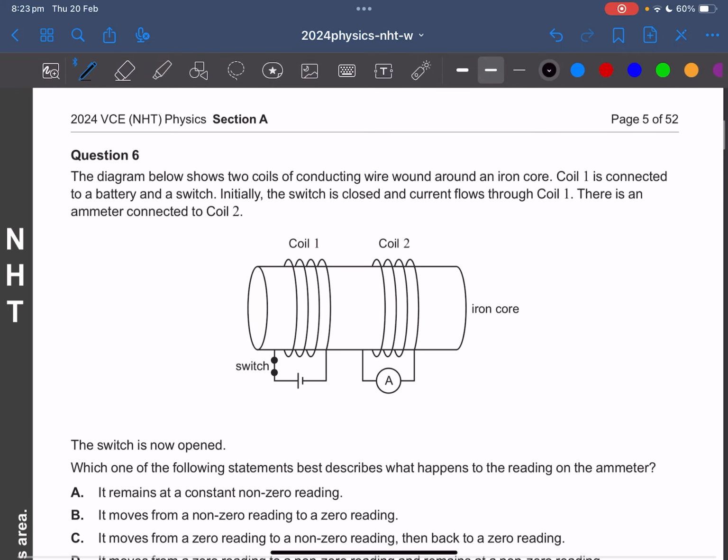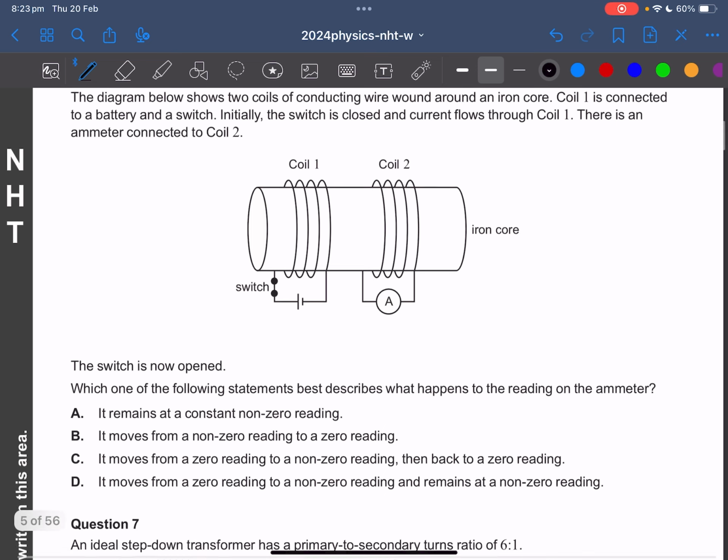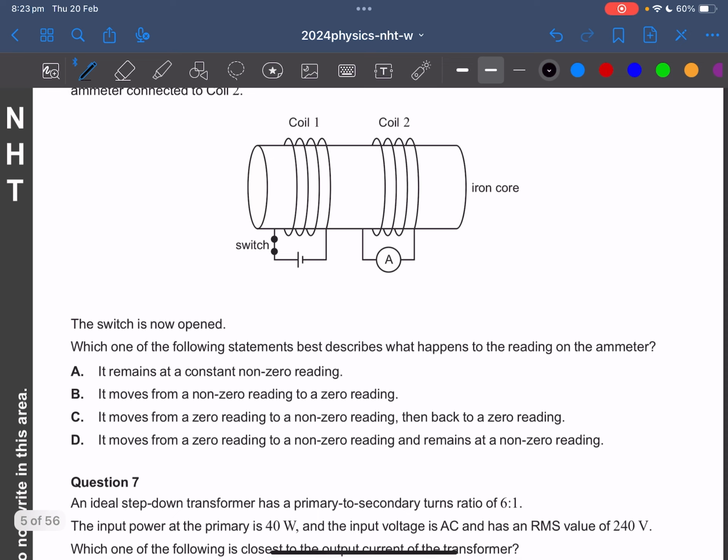The diagram shows two coils of conducting wire wound around an iron core. Coil 1 is connected to a battery and a switch. Initially, the switch is closed and the current flows through coil 1. There is an ammeter connected to coil 2. The switch is now opened. Which one of the following statements best describes what happened to the reading on the ammeter?